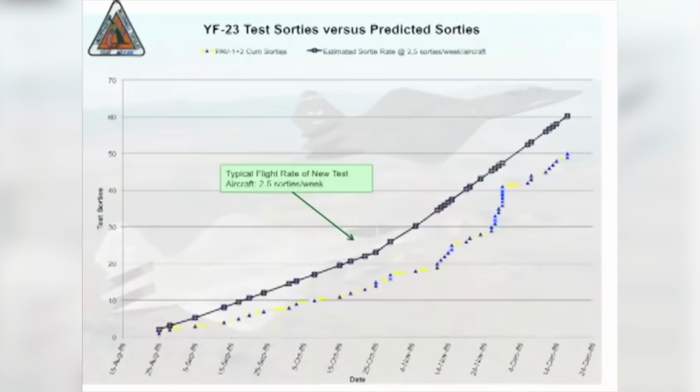So the flight test sorties program that went on was based on a plan of 2.5 sorties per week for each of the airplanes. And each of the airplanes had a learning curve at the beginning, but they finally did get up on the step, and they met those projections.